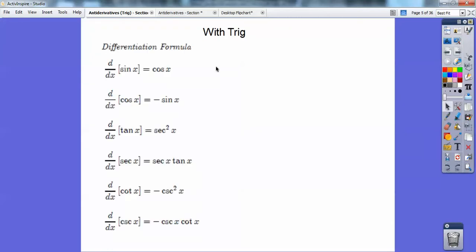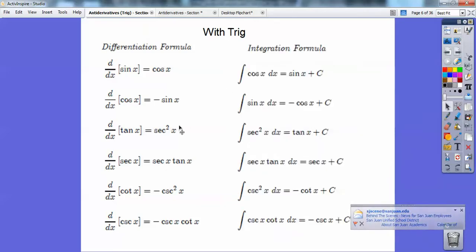Okay, well, trig, you guys. Remember, when you took the derivative of sine, it equals cosine. So the integral of cosine would equal sine. The derivative of cosine equals negative sine, so the integral of sine would be negative cosine. Don't forget it's plus c on all of these. I'm going backwards here. The derivative of tangent is secant squared, so the integral of secant squared is tangent plus c. Don't forget your plus c.